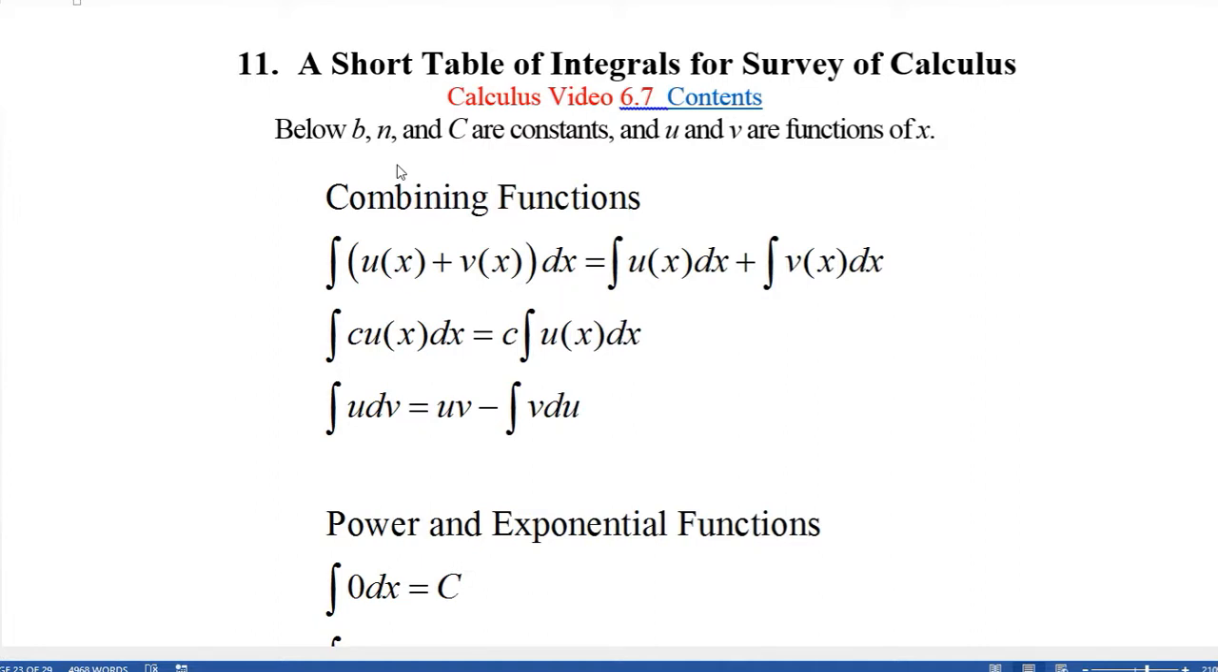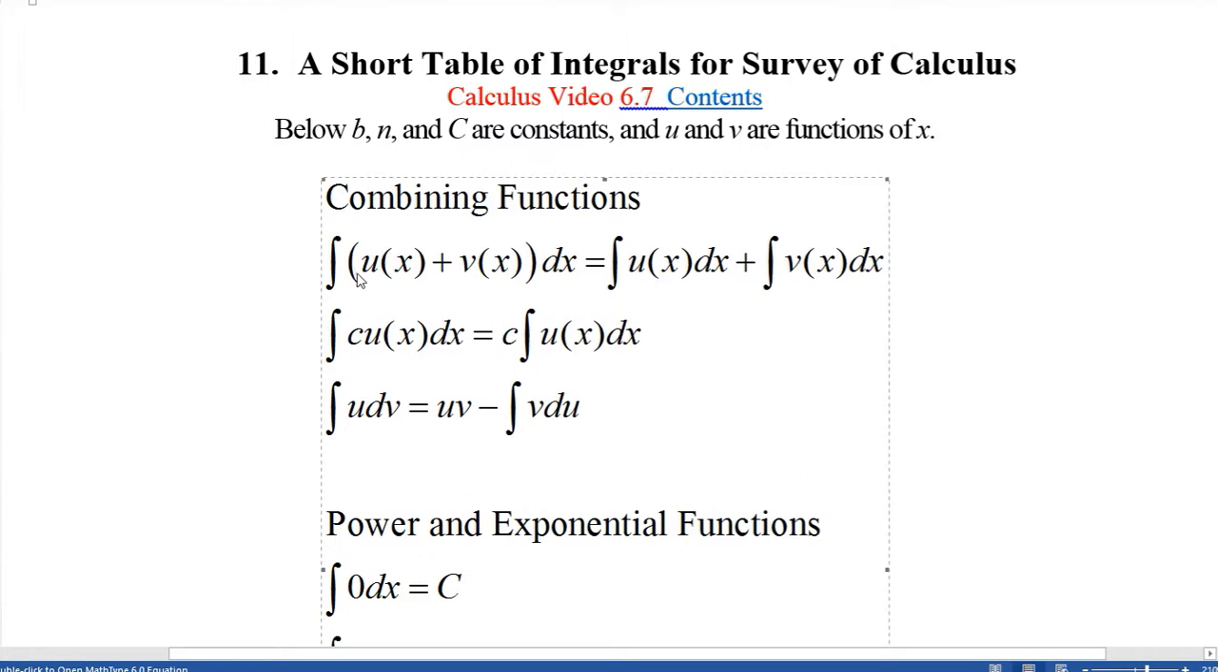In this video, we're going to summarize very quickly a short table of integrals that we use in the Survey of Calculus class. This will be part of a larger list that we use in the Calculus 1 class. So in these rules below, b, n, and c are constants, u and v are functions of x. So we've got a few rules for, first of all, for combining functions.